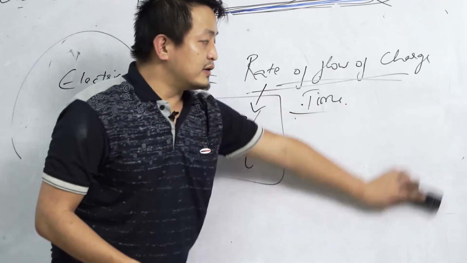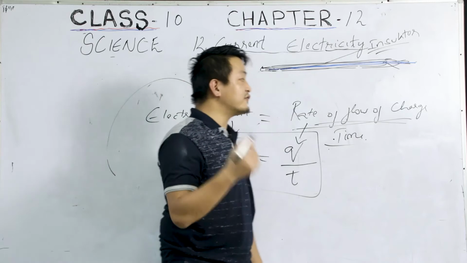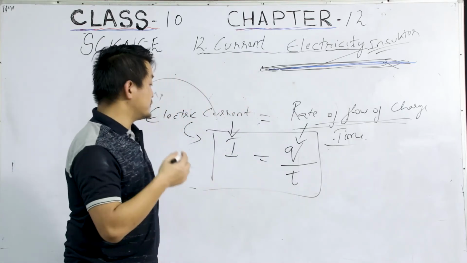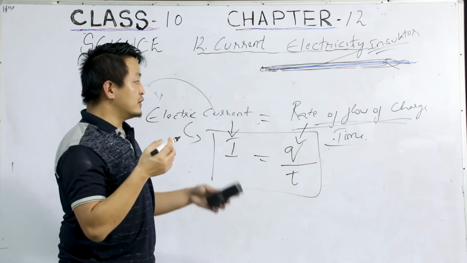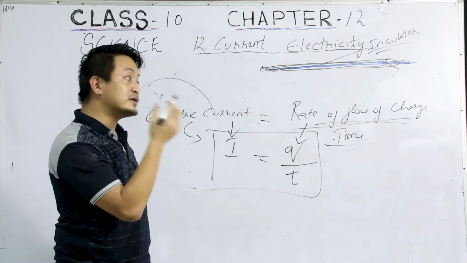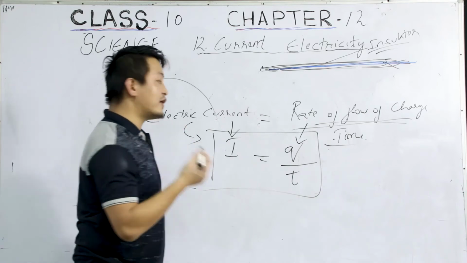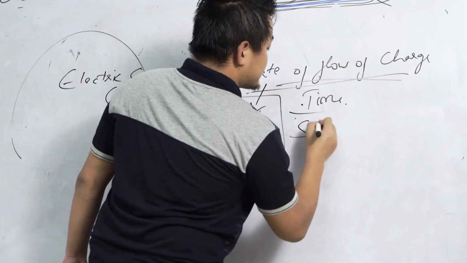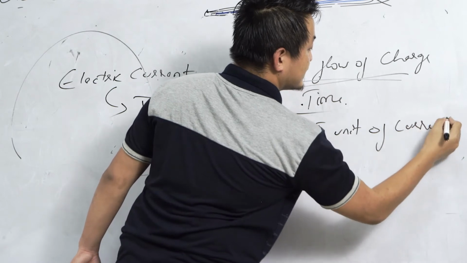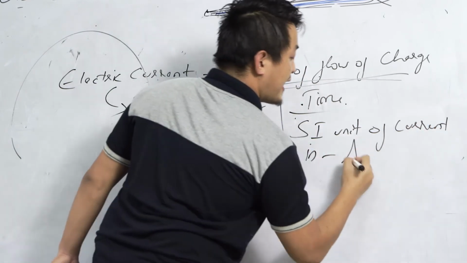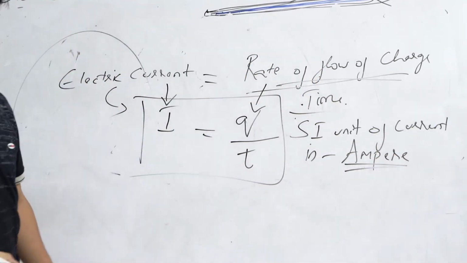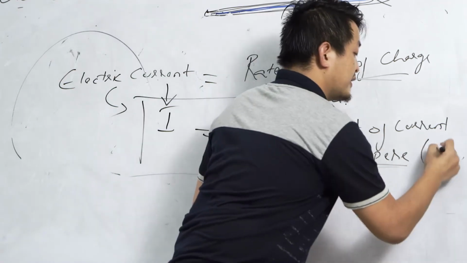Now you have to know the SI unit. We will be solving a lot of numericals in this chapter, and whenever you write a numerical, you have to show the unit. Without the unit, even the examiner will not be able to tell what number you are writing. So the SI unit of current is ampere. This is the SI unit of current, and that is ampere.